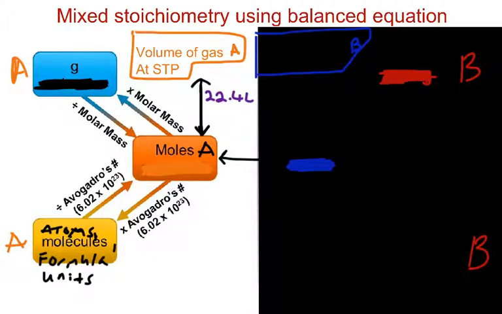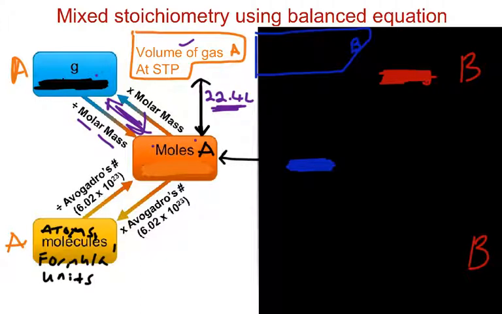Now, all we have on the A side is the fact that if you're going from moles to atoms, molecules, or formula units, or particles, you need Avogadro's number. Also, if you're going from grams to moles, or back and forth, you need the molar mass, which is also known as the GFM. And if you're going from volume of gas at STP to moles, you will need to use this number right here, 22.4 liters.